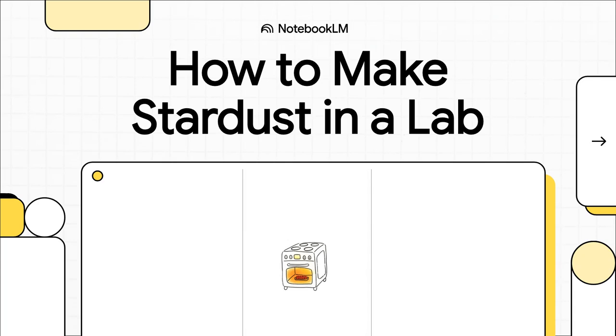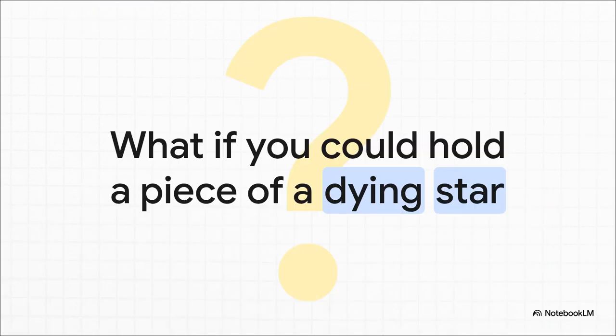All right, today we're diving into something that sounds, well, straight out of a cosmic cookbook. We're talking about how to make actual stardust right here in a lab. I mean, really think about that for a second. What if you could hold a piece of a star? Not just any star, but one that died billions of years ago, long before our sun even existed. It's a pretty wild thought, right?